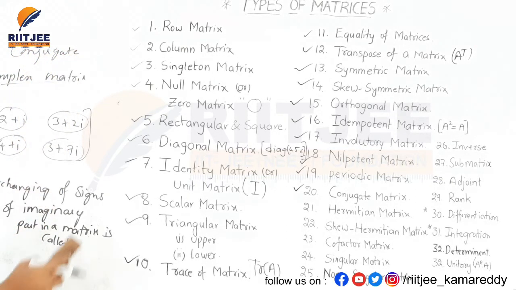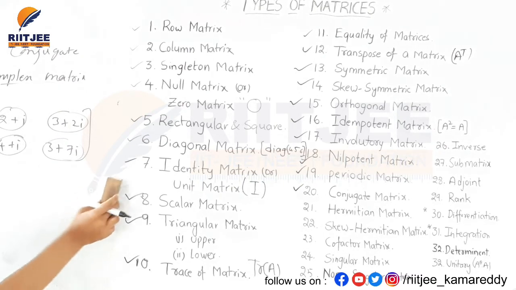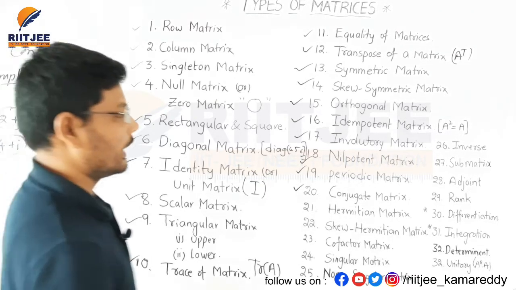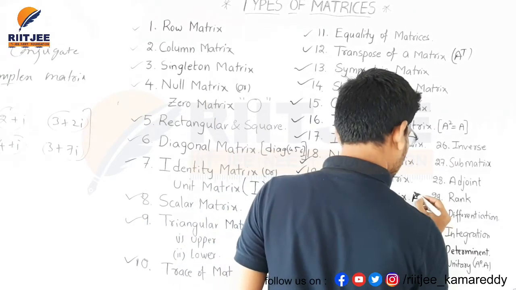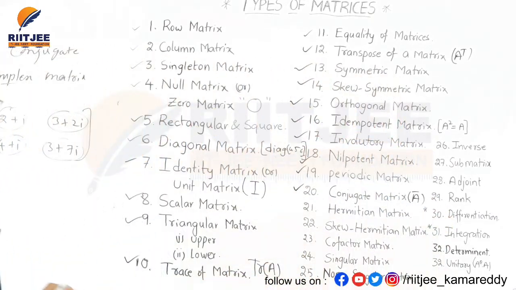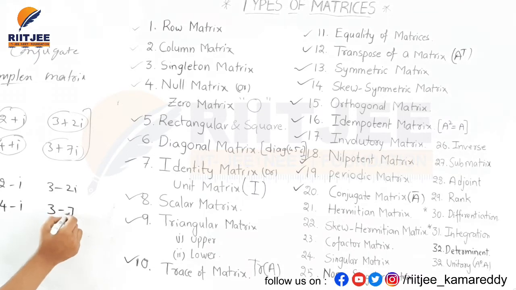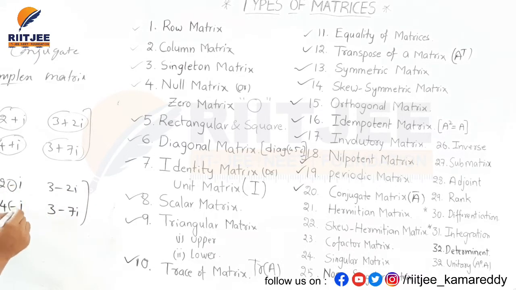Let us see the solution of this conjugate matrix. The conjugate matrix is denoted by A bar. So A bar is obtained by interchanging the signs of the imaginary part. This is the imaginary part, and we get 3 minus 2i, 4 minus i, 3 minus 7i. Here I am interchanging the signs of the imaginary part only. So this gives the conjugate matrix.